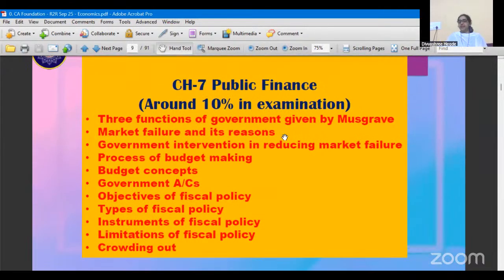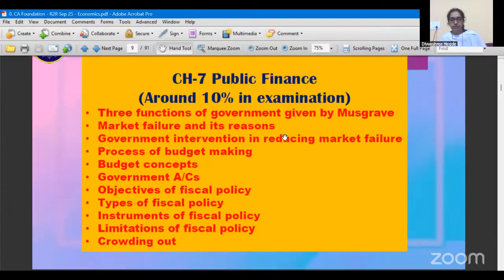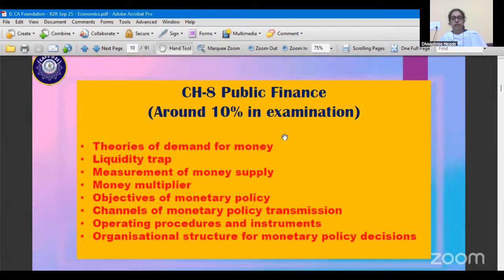Public finance, I told you conceptually not very difficult to understand, but the challenge is to remember the concepts because you had many new concepts in this chapter, right? So 10%, okay, from public finance. So it could be crowding out effect and all.